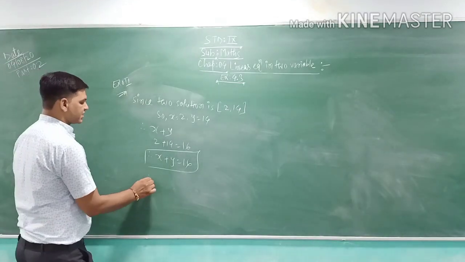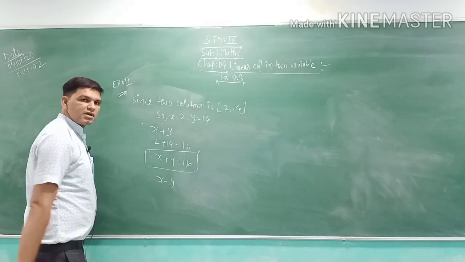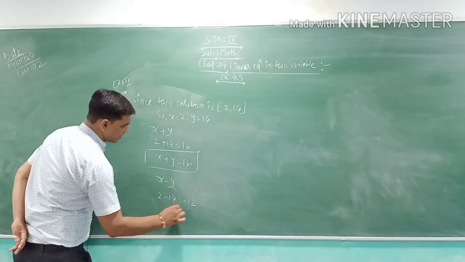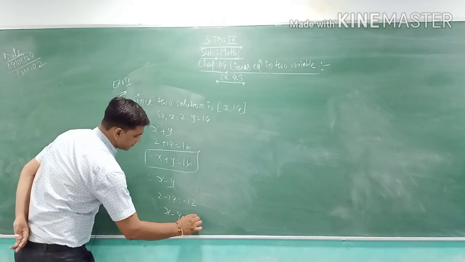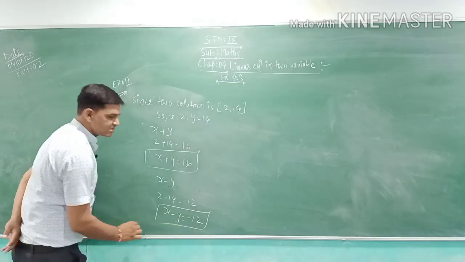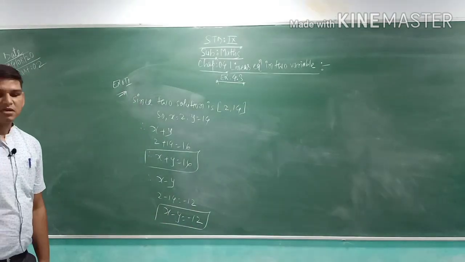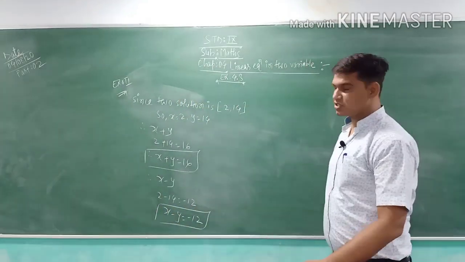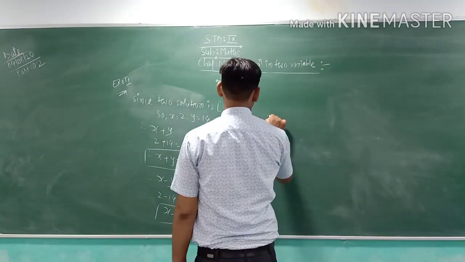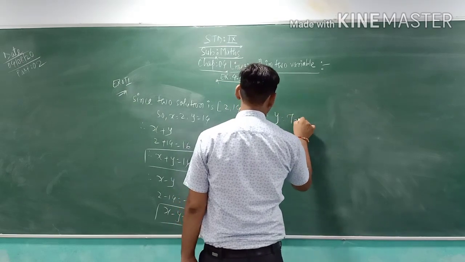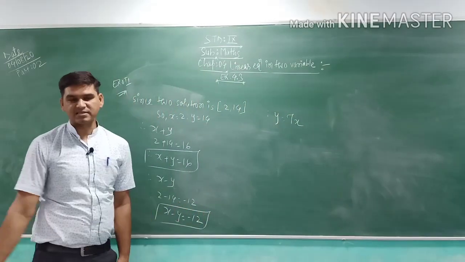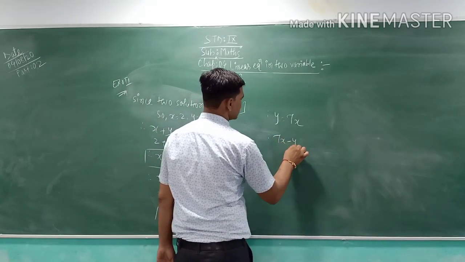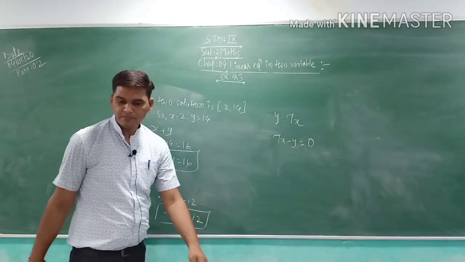Now, for the second equation, I'll take x minus y. That is 2 minus 14, which is equal to minus 12. So x minus y is equal to minus 12. This is the second equation. Right? Now the third equation: y is equal to 7x. So 7x minus y is equal to 0.